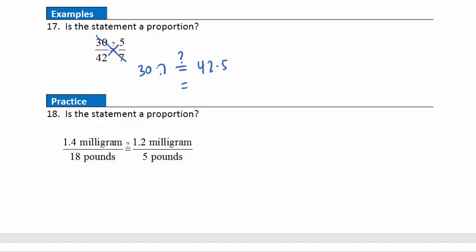All right, let's take 30 times 7. That's going to give me 210. And on this side, 42 times 5, let's see, that's going to give me 200 plus 10. Yep, 210 again. So sure enough, both of these cross products here are equal. That tells us that, yes, this is a proportion.